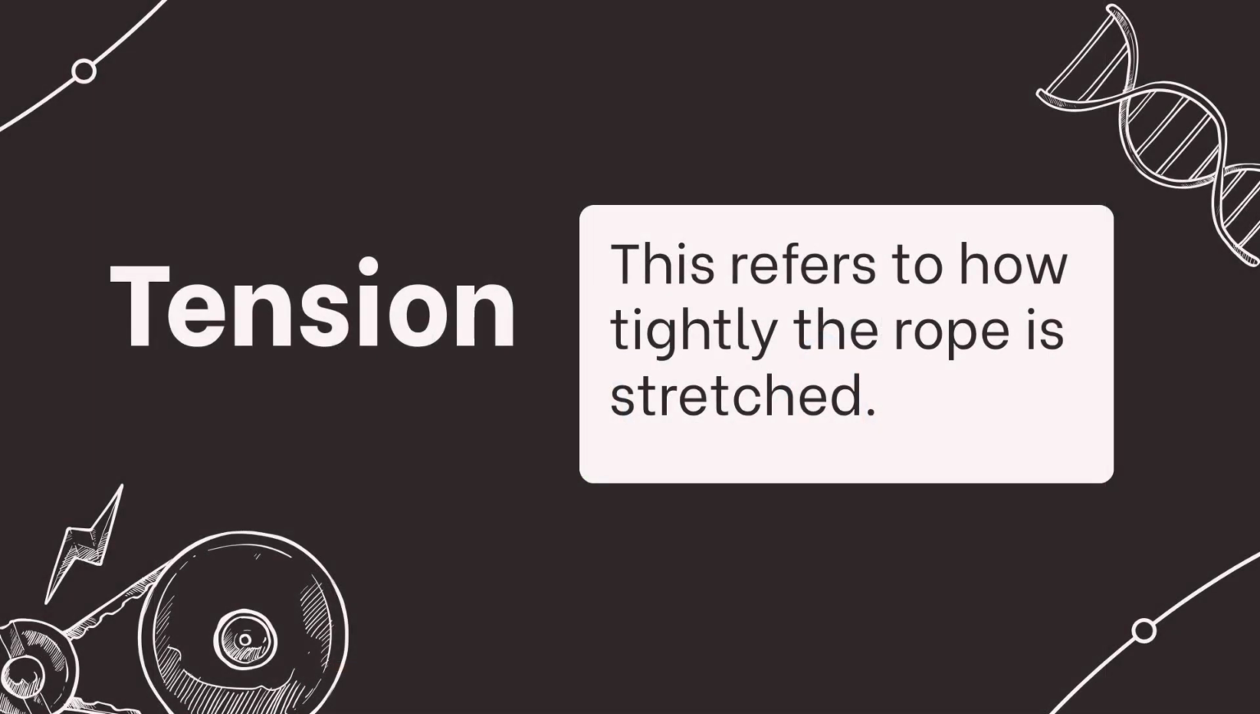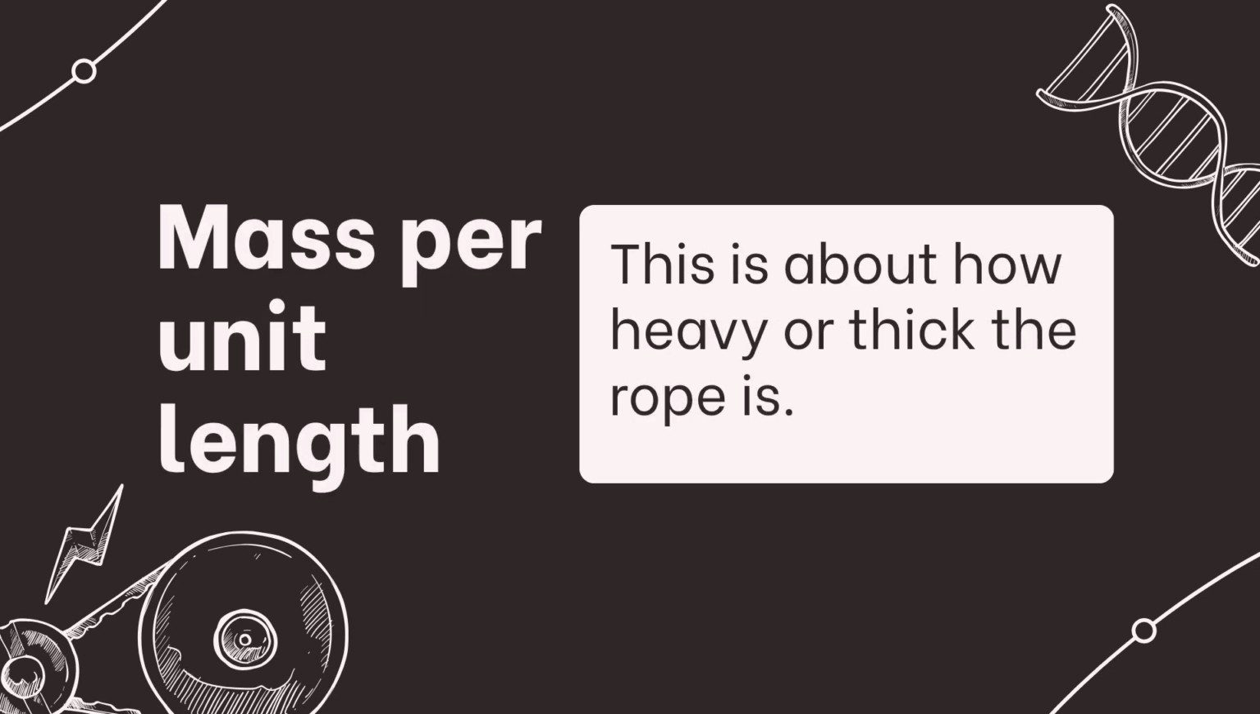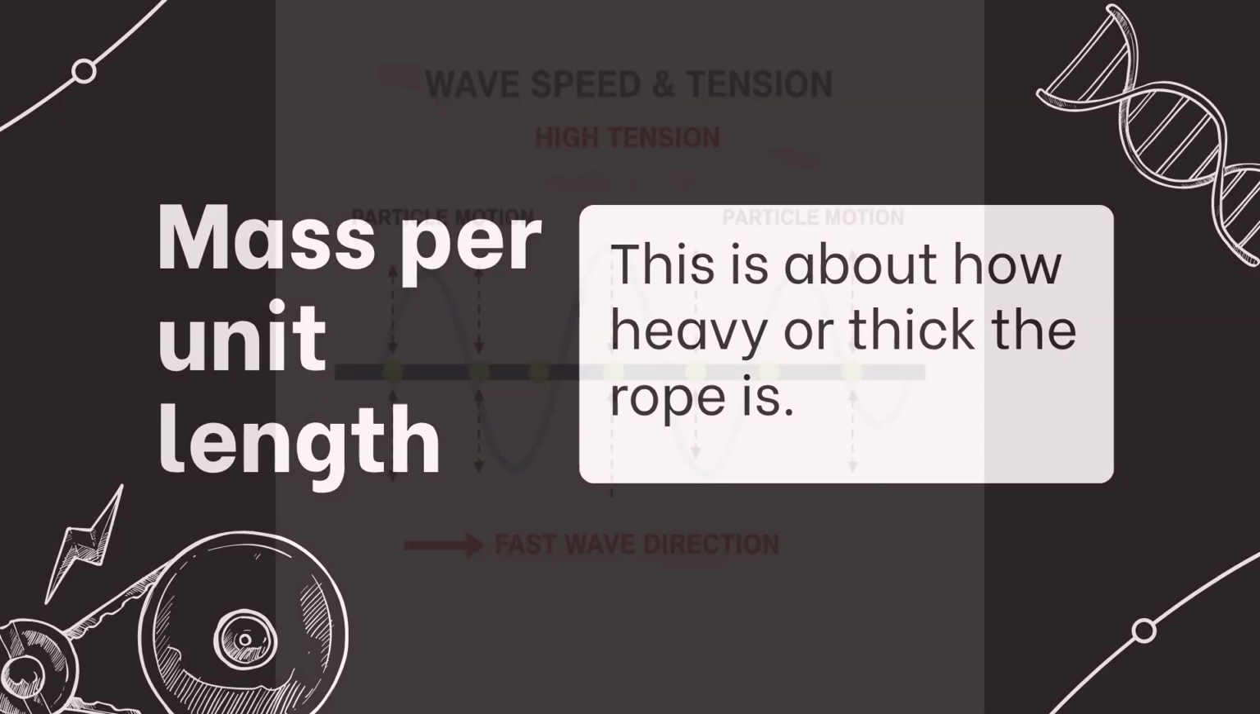First, tension. This refers to how tightly the rope is stretched. The greater the tension, the stronger the restoring force pulling the rope back to its original position, so the wave travels faster. Second, mass per unit length. This is about how heavy or thick the rope is. A lighter or thinner rope allows the wave to travel faster because there is less inertia to overcome, while a heavier rope slows down the wave.